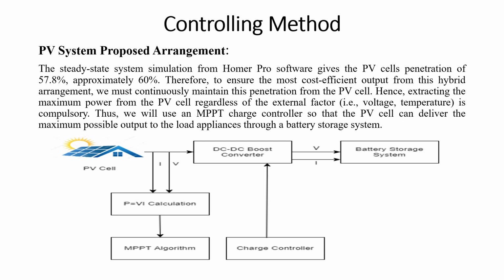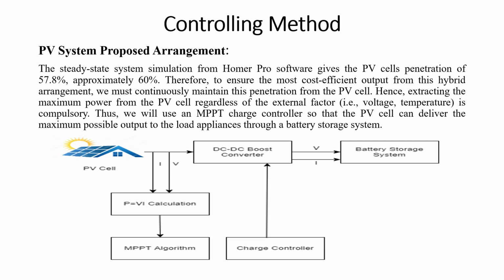So the Homer Pro software gives the penetration of the PV cell as approximately 60%. To be accurate, it is 57.8%. So to ensure the most cost efficient output from this PV cell, we need to extract the maximum output from the solar panel regardless of the external factors, because the voltage and the ambient temperature might deviate the output of the PV cell. So regardless of these circumstances, we need to ensure the PV cell can produce maximum output.